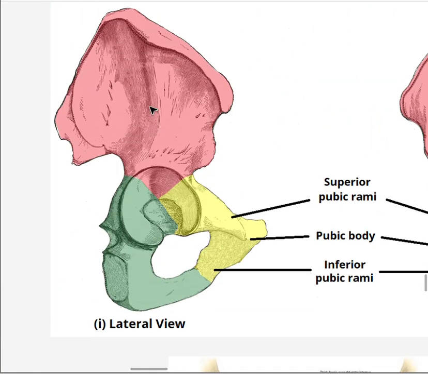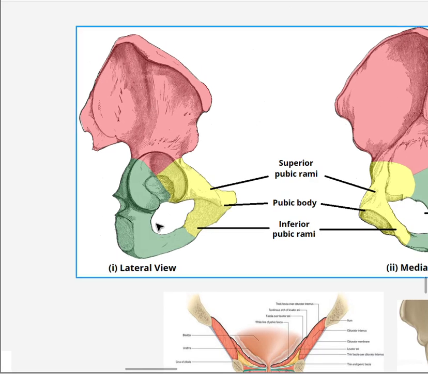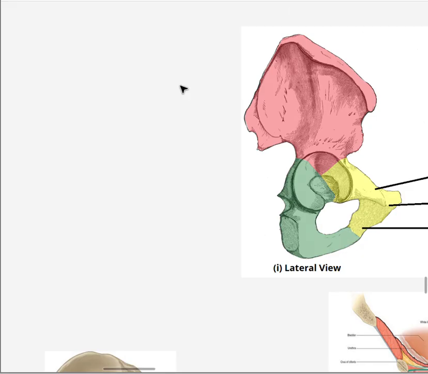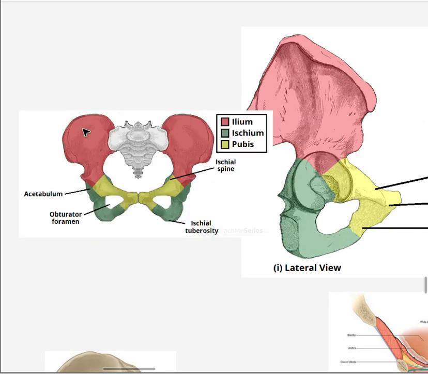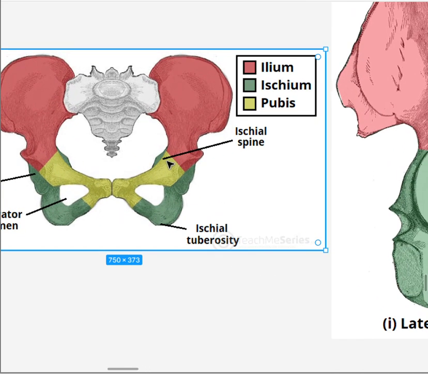So this is your ischium, and this is your pubis, and this is your ilium, right? So let's look at the ischial spine here. So this is the ischial spine. So the third origin of the levator ani muscle is the pelvic surface. By saying pelvic surface, I mean the posterior surface of the ischial spine.